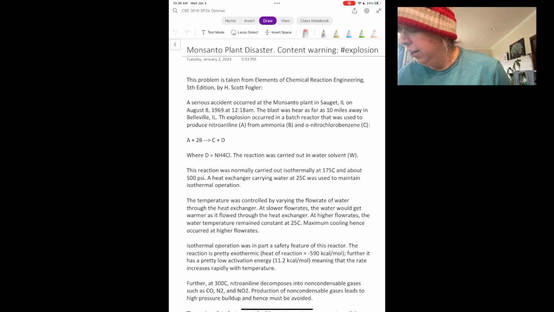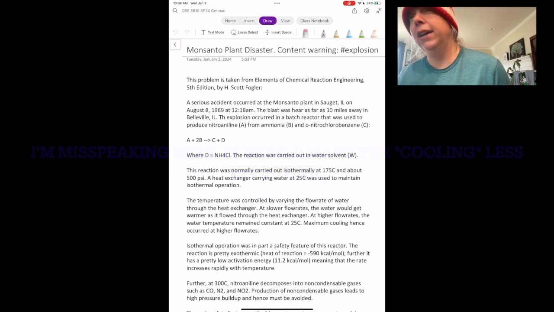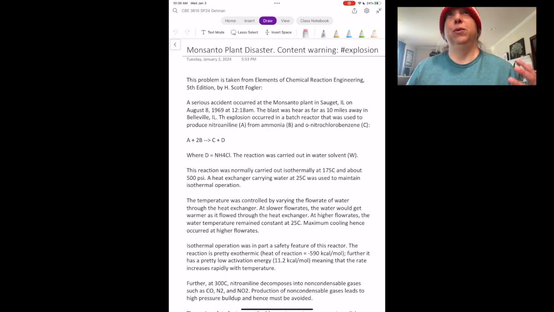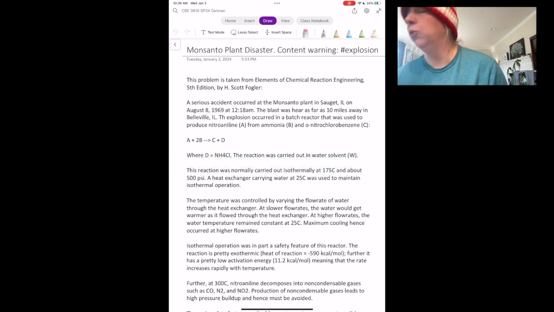A heat exchanger carrying water at 25 degrees C was used to maintain isothermal operation. The temperature was controlled by varying the flow rate of water through the heat exchanger. At slower flow rates, when the water flows more slowly through the heat exchanger, the water would get warmer as it flowed through. This would make the heating less effective, but this was useful when not a lot of heating was needed to maintain the reactor temperature at 175 degrees Celsius.